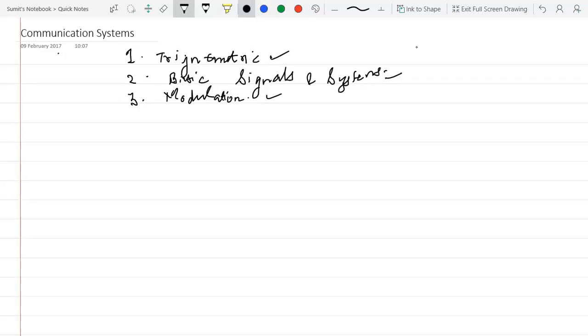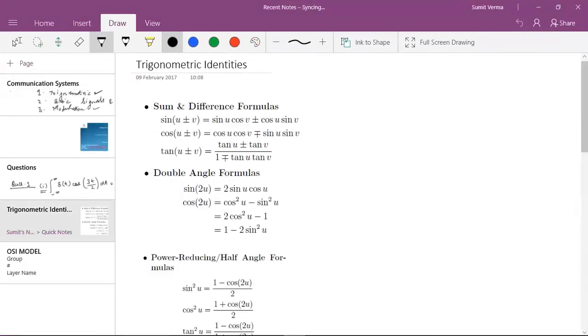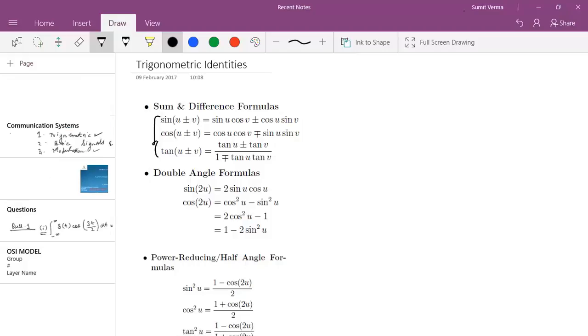So friends, let's start with this trigonometric identities part. I've got here some trigonometric identities. I don't want to waste time in writing all this down. Most of you would be aware of these identities, but just because I'll be using them a lot in my subject, let's just go over them. So these three are the basic sum and difference formula identities. I think you'll be aware of these.